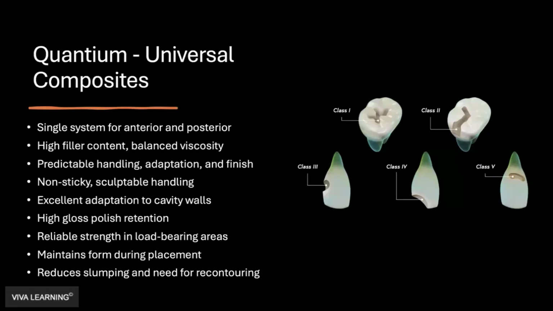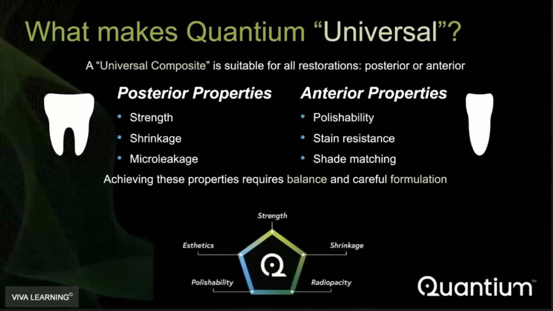And the next thing about Quantum, and I will explain it in the next couple of slides, is it's got a great polishability. It polishes really, really nicely, and you'll see some of the examples I've done in the composites. It also reduces lumping, and it's great to contour. So it is a true universal system. Universal composite basically means that you can use it in the posterior and you can also use it in the anterior area.